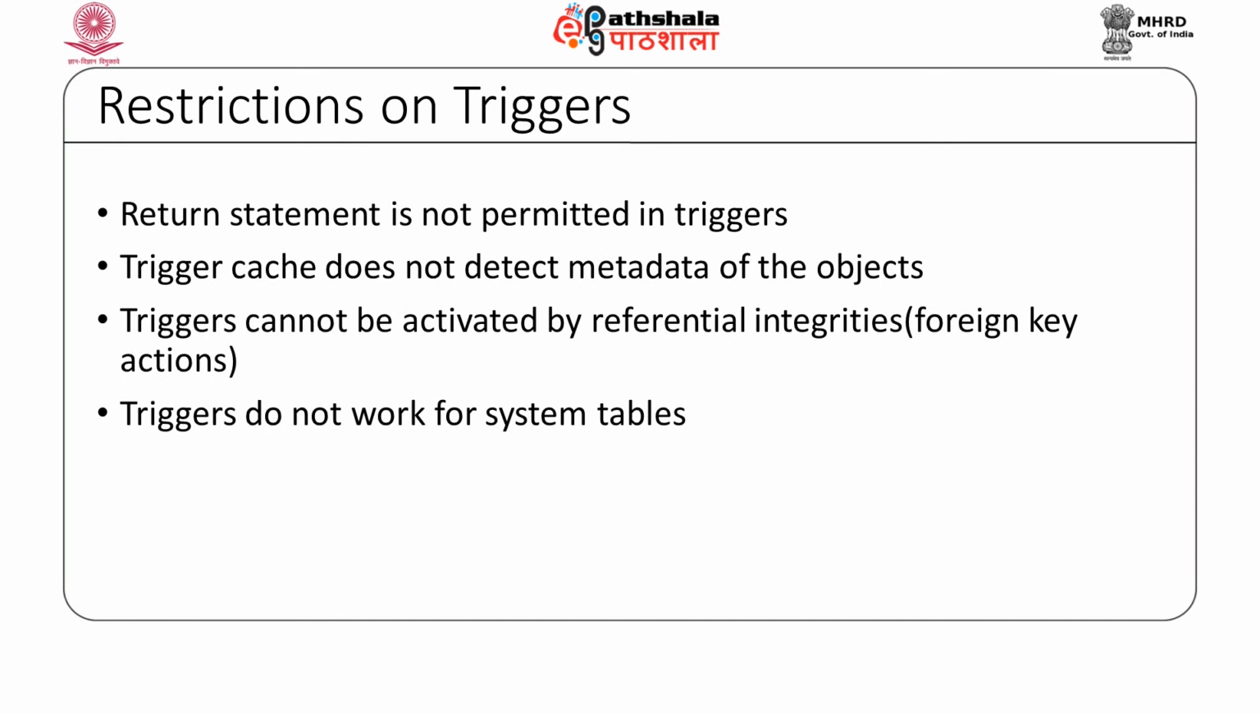The third point, triggers cannot be activated by referential integrities, that is, foreign key actions cannot initiate my trigger. Foreign key actions meaning that if I am auto generating certain keys, if I am auto generating certain relationships, for that purpose I cannot make use of triggers. And last is triggers do not work on system tables. Now, why do we say they do not work on system tables? Because system tables are actually views, they are not the actual tables, and triggers cannot work on views, and hence triggers will not work for system tables.